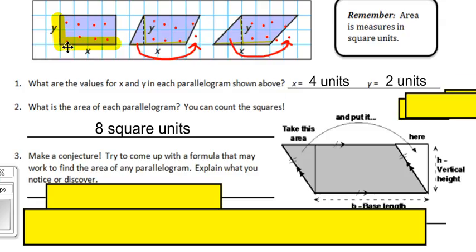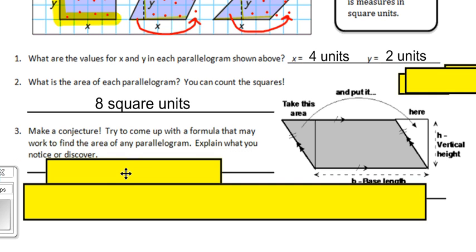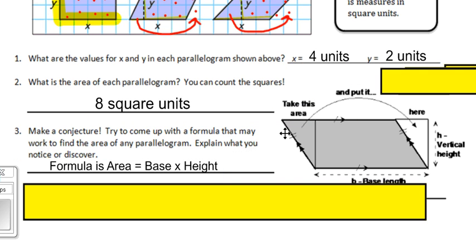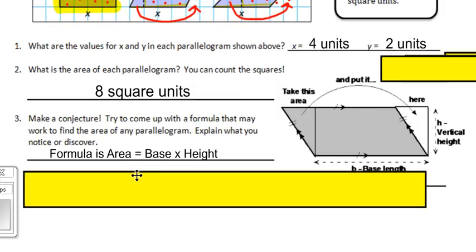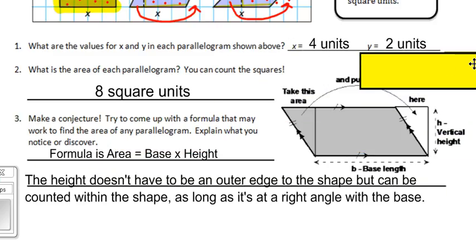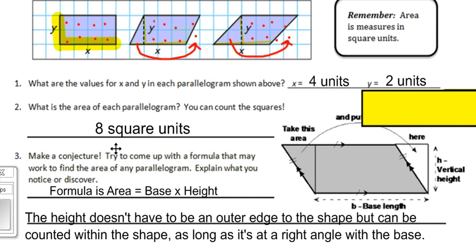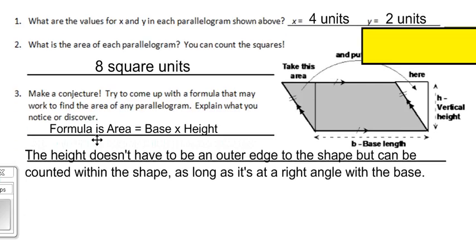So 4 times 2 is 8, 4 times 2 is 8, 4 times 2 is 8. So the formula is area equals base times height. You might come up with another reason, and your answer doesn't have to match mine exactly, but this is what I was thinking. The height doesn't have to be an outer edge of the shape, but can be counted within the shape, as long as it's at a right angle with the base. And remember, a right angle is 90 degrees. So y and x are perpendicular, 90 degrees. Y and x, perpendicular. Constantly making a T.